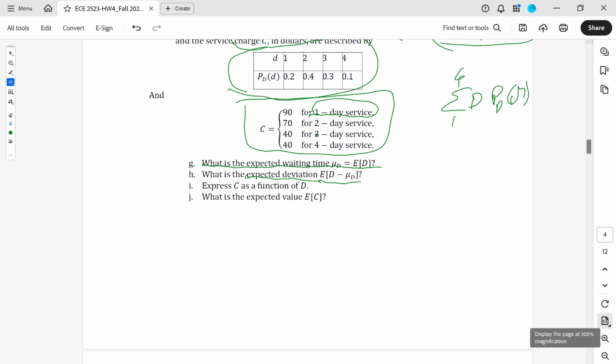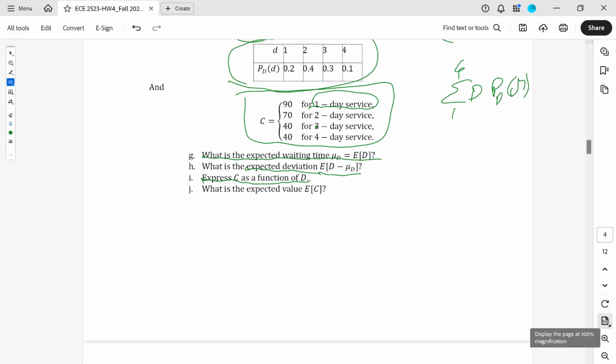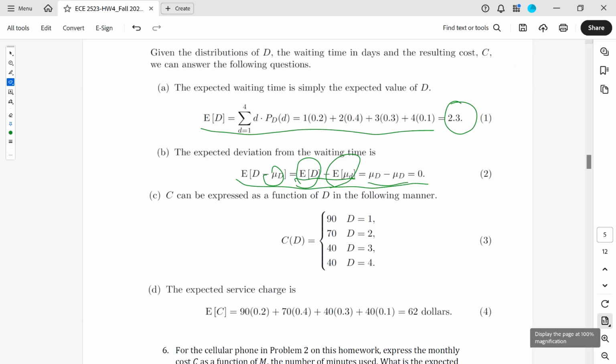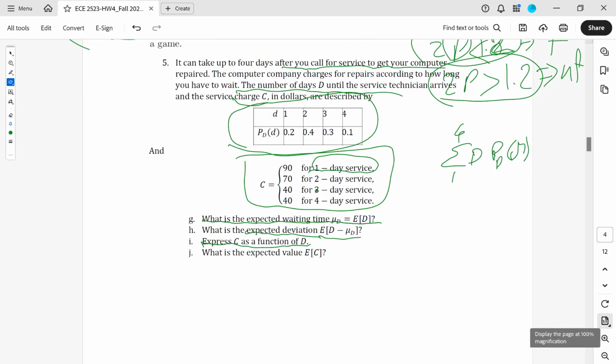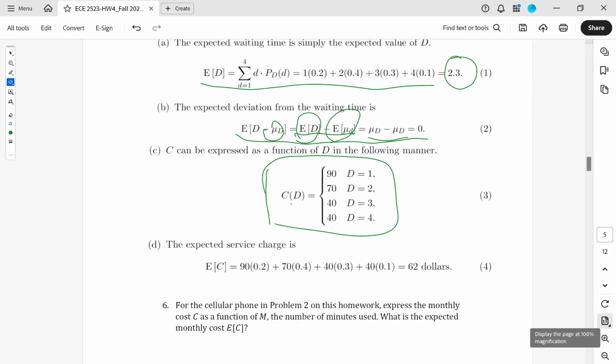Are we good? Any questions so far? No? Perfect. Now, express C as a function of D. Basically, the question already gave you the answer when I map each day and each price. You just have to rewrite that using mathematical notation. When the question told you that for 1 day service, we charge 90 dollars, 1 day service means D equal to 1. So basically the function becomes, for D equal to 1, C is 90. And respectively for the other values of C, you could define the values of D and come up with the mathematical notation of the function that relates C and D together.